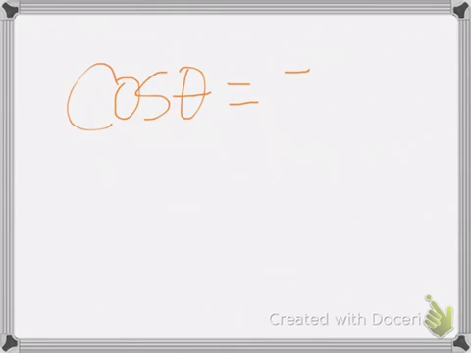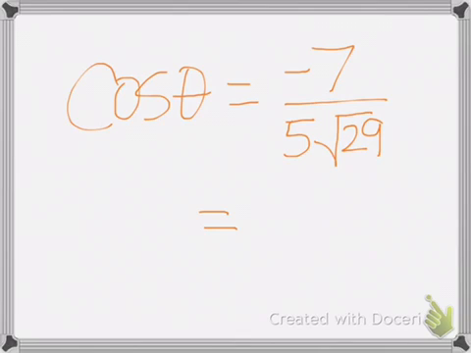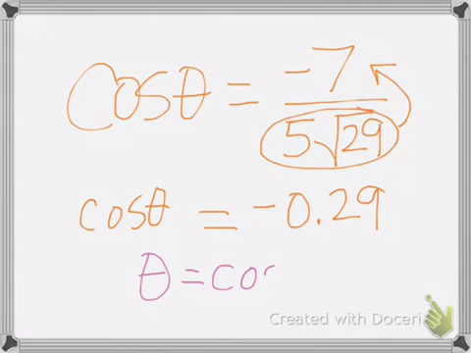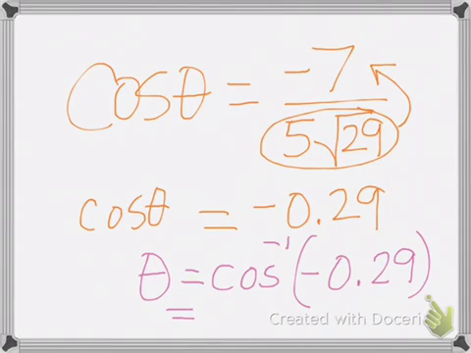Cosine, got -7 on top, we have 5 times square root of 29 on the bottom. Now, when I multiply this and divide it into -7, I get about -0.29. Okay. Then we're going to take the cosine inverse of both sides to solve for the angle, because we're ultimately looking for the angle. So cosine inverse, once again, make sure your calculator is in degree mode, and verify with your calculator right now that you get, let's see, about 105 degrees.